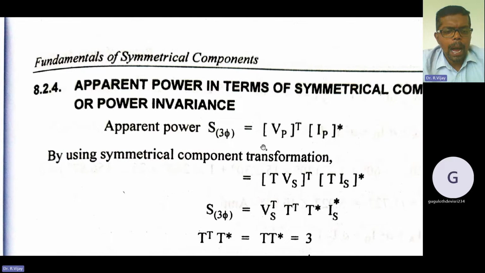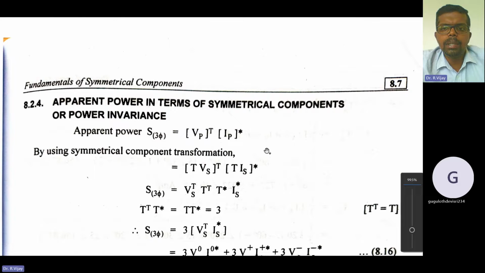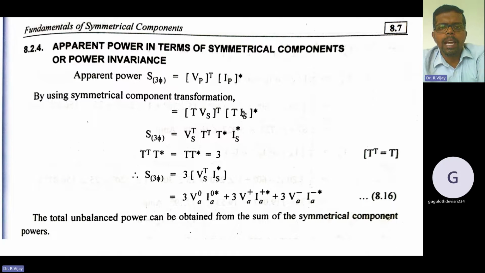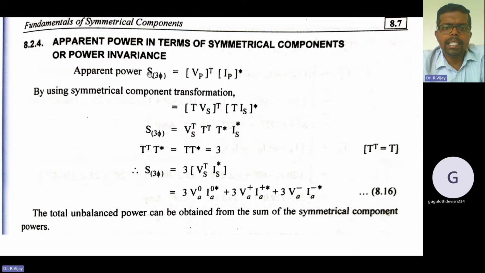Next comes the apparent power: apparent power in terms of symmetrical components, or power variance. Three phase apparent power is equal to Vp, the whole transpose, into Ip star. Ip star is nothing but the complex conjugate. If you are converting into complex format, the j component will come in the negative, like the imaginary component will come in the negative. That is the complex conjugate. Here, Vp transpose into Ip star.